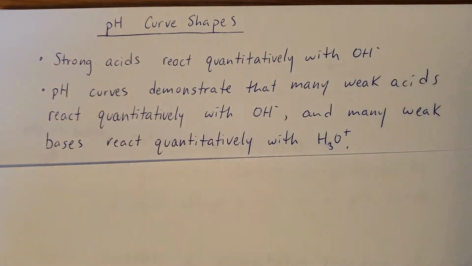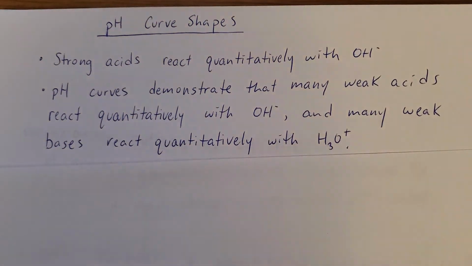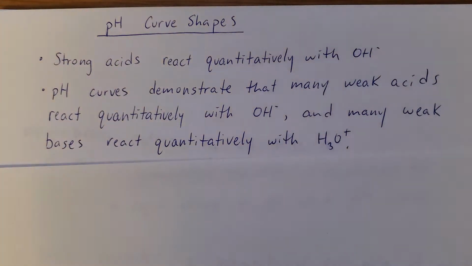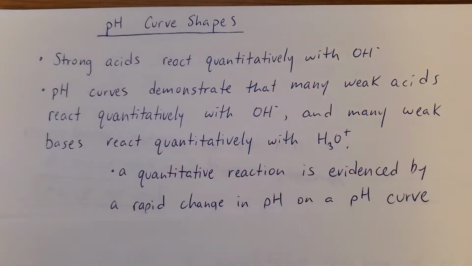So strong acids react quantitatively with hydroxide. We already know that. pH curves demonstrate that many weak acids react quantitatively with hydroxide, and that some weak bases react quantitatively with hydronium. The way we'd be able to see that is the steep part of a pH curve. If there isn't a quantitative reaction, you don't get that really, really steep region of a pH curve. You just get a gradual increase or decrease in pH. Furthermore, using an indicator, you don't get that dramatic and cool color change if there is not a quantitative reaction.